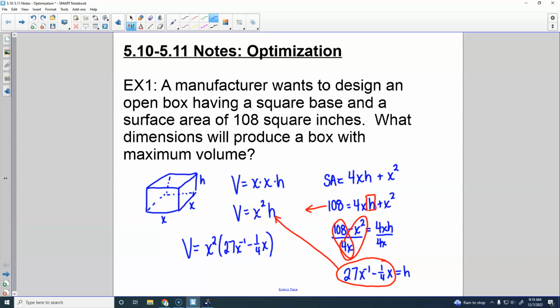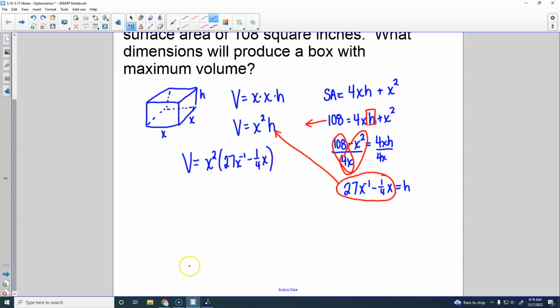Not necessarily, no. Only the base is square. So you could have a square on the bottom and just have a really short top or really tall. Yeah. Okay. All right. Other questions?